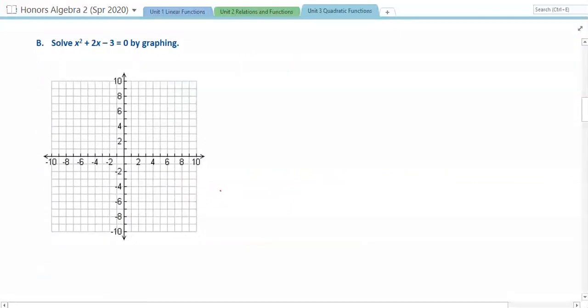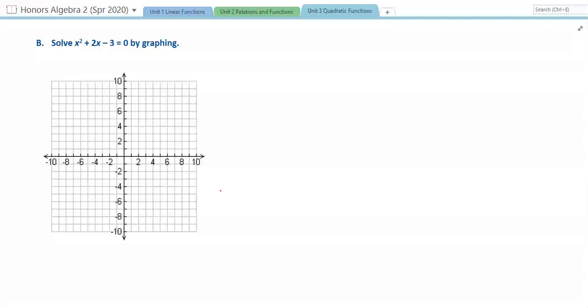And so I want you to try this one on your own. Again, use what we did in the previous problem. Find that axis of symmetry, find the vertex, and plot some points in the table. So go ahead and pause the video for a second and try out this graph.